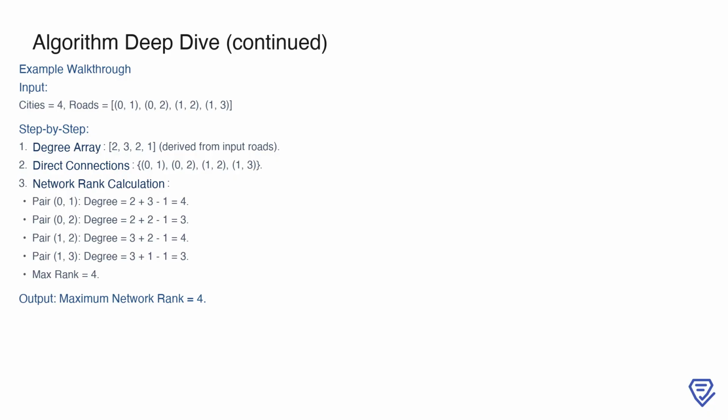Now, we calculate the network rank for each unique pair of cities. For the pair (0,1), the rank is 2 plus 3 minus 1, which equals 4. For (0,2), it's 2 plus 2 minus 1, giving 3. For (1,2), it's 3 plus 2 minus 1, again resulting in 4. Finally, for (1,3), it's 3 plus 1 minus 1, which equals 3. The maximum rank among these pairs is 4. Hence, the output is 4, representing the maximal network rank in this example.